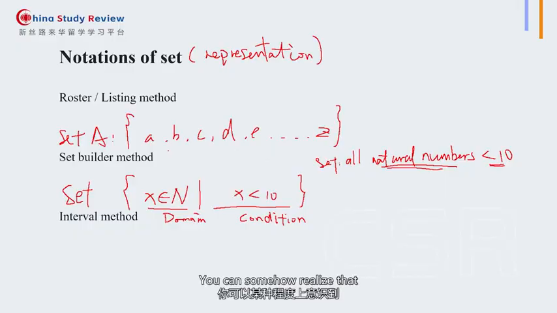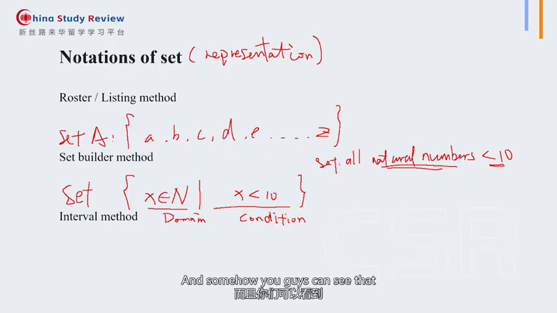You can realize that you don't really have to write everything yourself. You don't have to write 1, 2, 3, 4, 5, 6, 7, 8, 9 as in the roster or listing method. You can create this with a domain on the left and a condition on the right, and in the middle you put a vertical bar to show the separation. So this is how you use the set builder method.